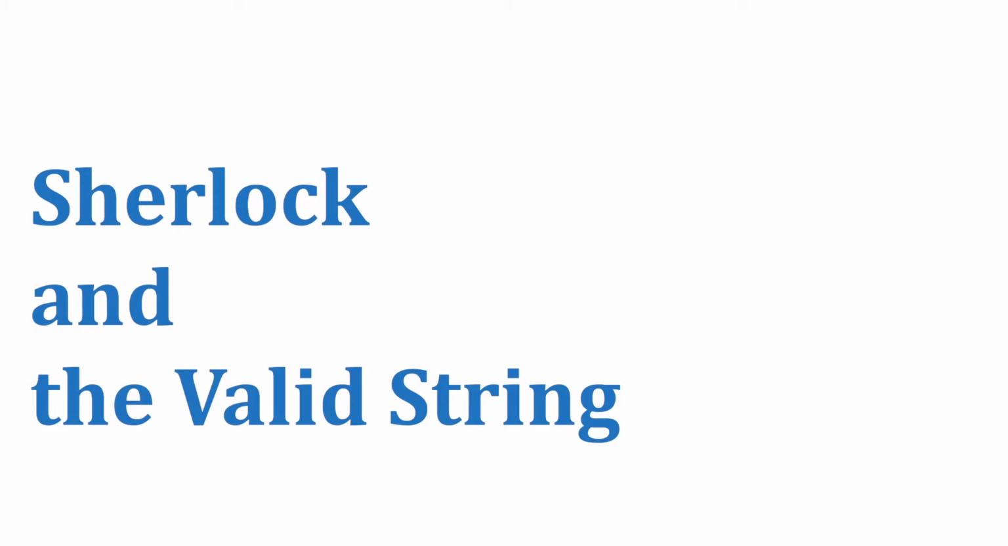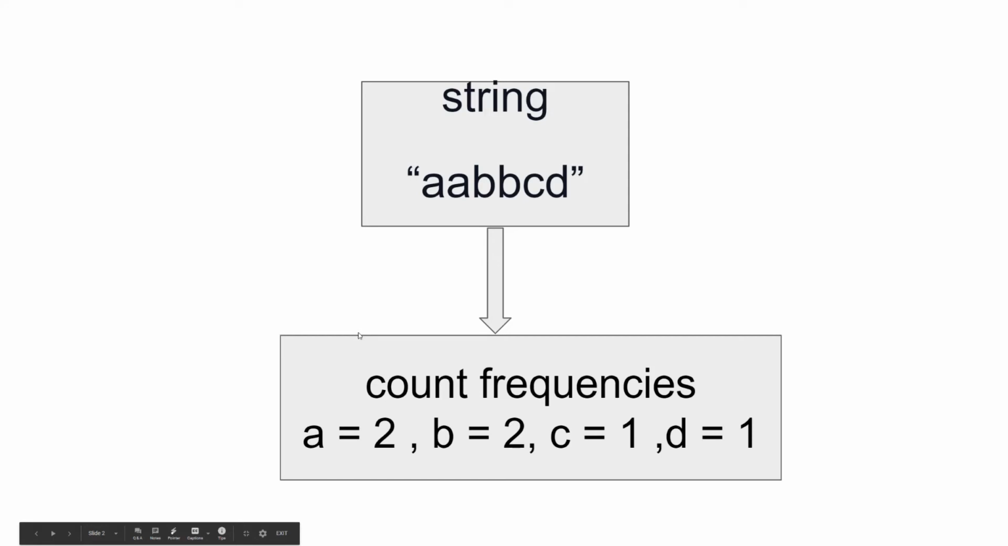All right, so in this problem, what we're given is a string, and what we need to do is figure out if we can delete or add a character to make the string valid. So for our first sample input, we're given the string AABBCD. So obviously looking at the string, you know that if we delete D, we still have C, right? So this string is not going to be valid if we delete D. And it's not going to be valid if we delete C because we still have D.